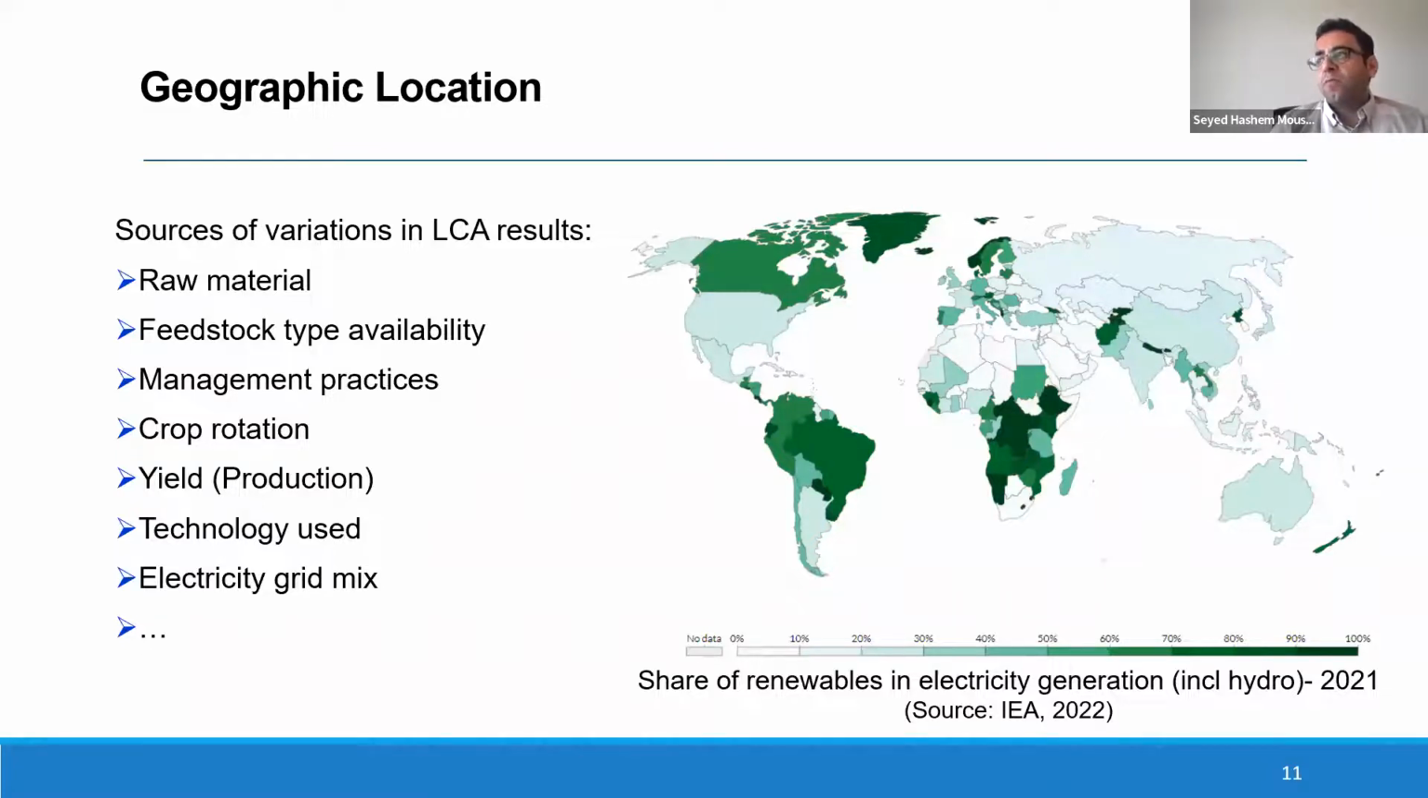This map shows that there is a large variation in the share of renewables in electricity generation in different countries. So when we have a higher share of renewable energy for electricity generation, the carbon intensity of electricity is less. And those are really impacting the overall results. This can be even different in different states of the US.